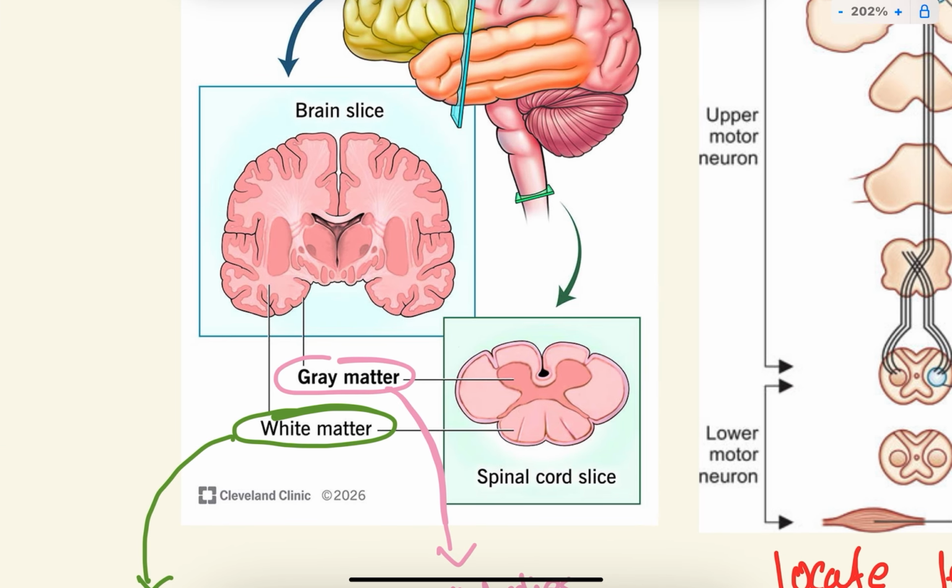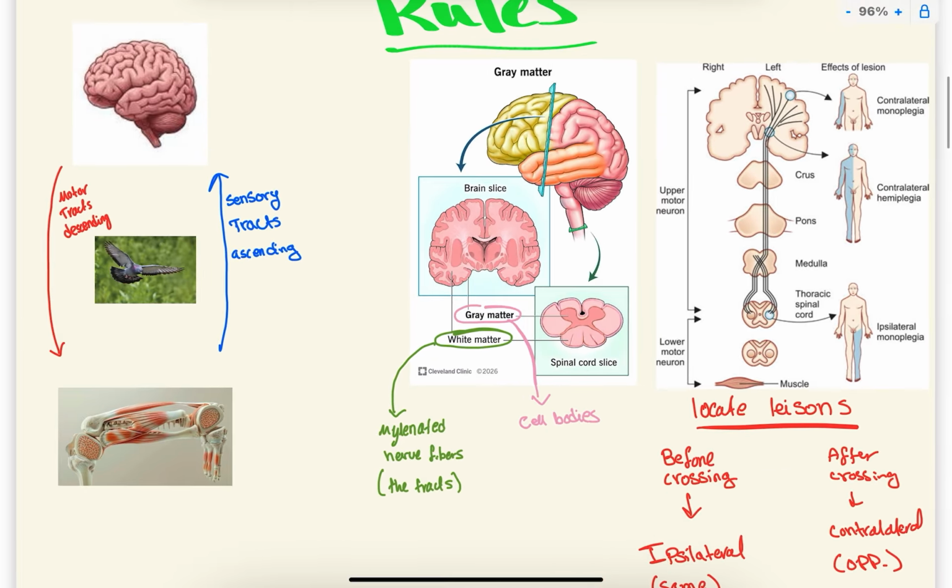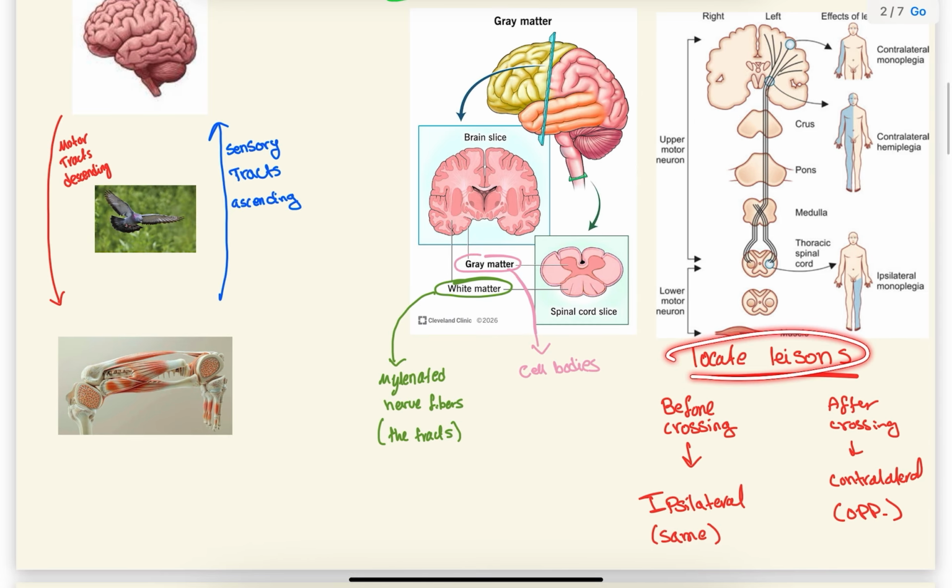So here, if we take a look at this picture, the surrounding area here, we call it what? We call it the gray matter, and inside here, we call it the white matter. Now, let's talk about how to locate the lesions. Now, let's say, for example, here we have tracts going up, crossing, and the remaining going up. Now, before the crossing right here, we call it ipsilateral, on the same side. Whereas after the crossing, after this crossing here, it becomes contralateral, on the opposite side.